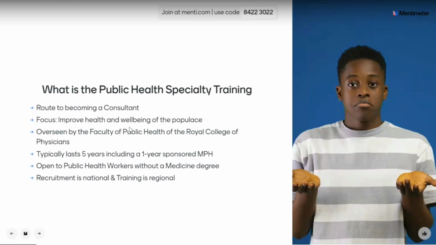It is the only specialty in medicine that is open to both people with a medicine degree and people without a degree in medicine. And that is quite rare. It's probably one of the few countries, if not the only country in the world that does that. The recruitment process is a national process, so that means everybody applies together, though the departments and the training is regional. That means throughout your training you'll be based in one region of the United Kingdom, and that includes England, Wales, Northern Ireland, and Scotland.